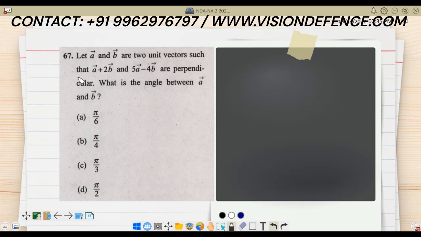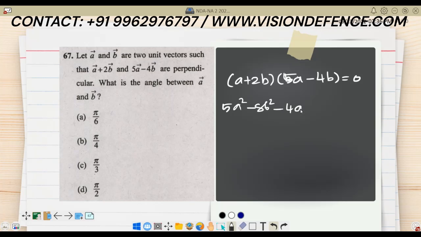67. Let a and b be two unit vectors such that a plus 2b and 5a minus 4b are perpendicular. What is the angle between a and b? If they are perpendicular, then obviously the dot product is 0. So let's find the dot product: (a plus 2b) dot (5a minus 4b) should be equal to 0. Now we'll expand it: 5a square minus 8b square minus 4ab plus 10ab equal to 0.